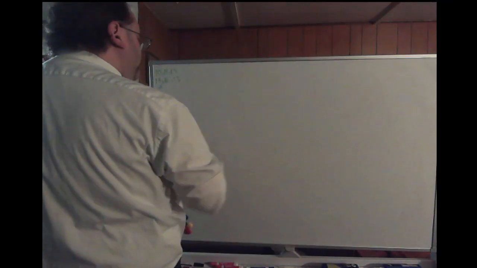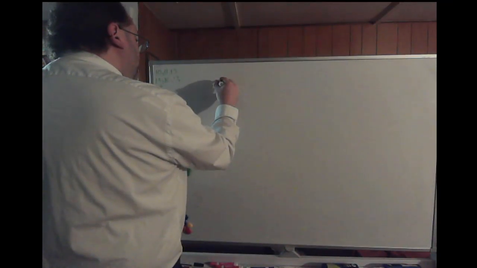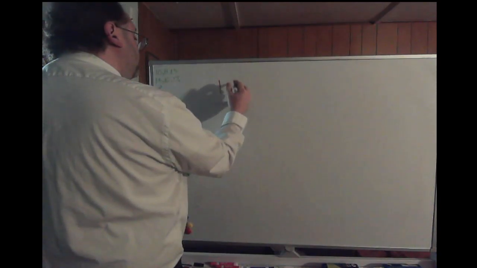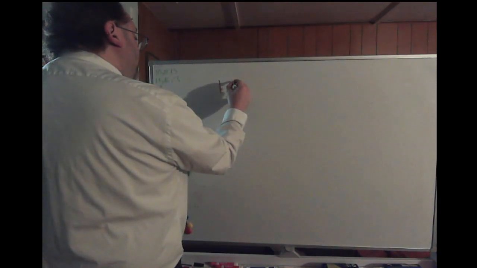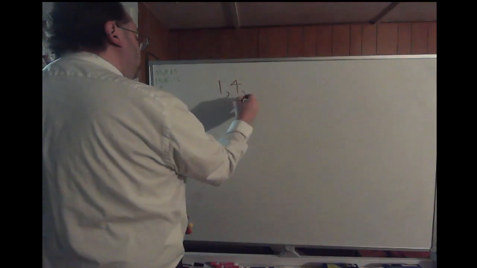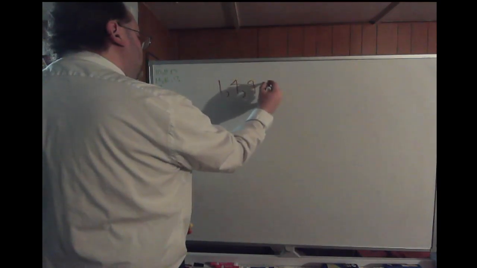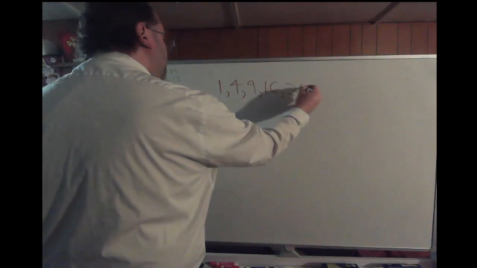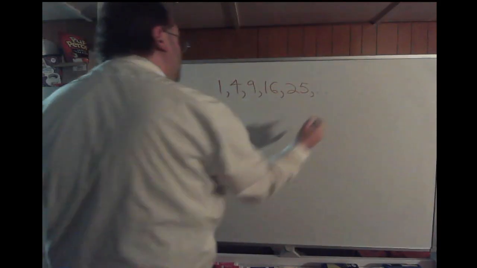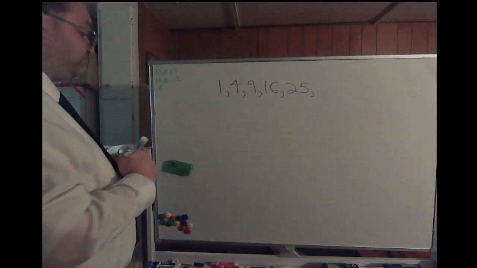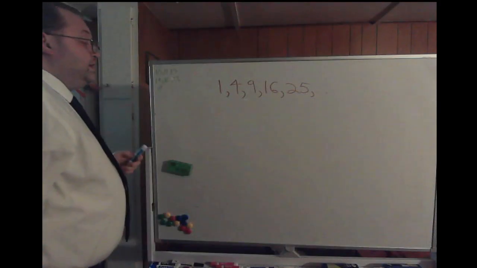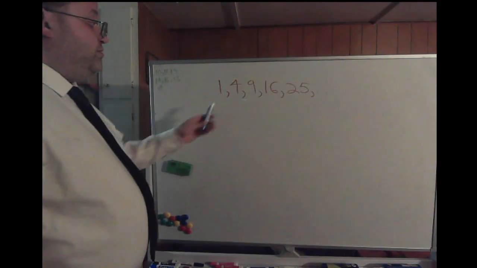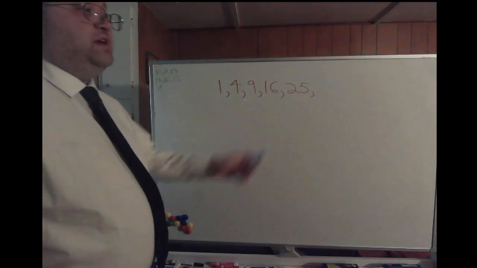So those are types of terms to look out for. There is one more I wish to discuss with you here. So we have 1, then we have, let's see, 4, 9, 16, 25, etc., etc. Okay, so this one here, we have 1, 4, 9, 16, 25.